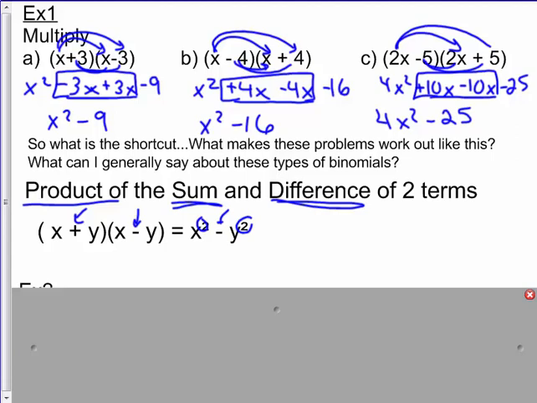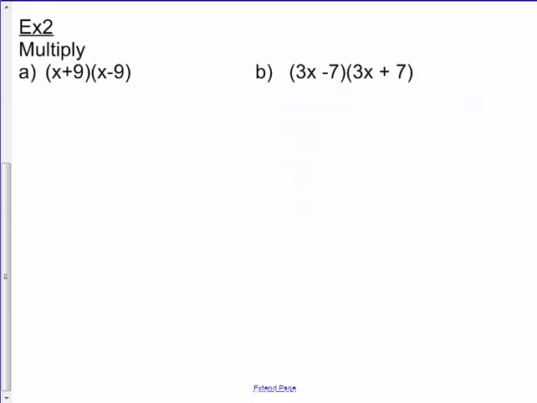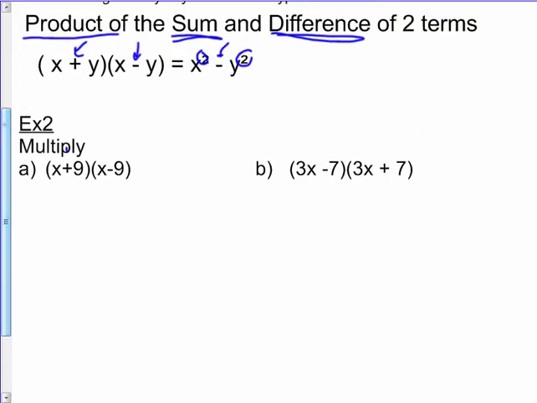So if I look back in A, x, well, that's x squared. 3 squared is 9. X squared, 4, and 4 squared is 16. 2x squared, that's 4x squared, and 5 squared is 25 here. So whenever I have a sum and difference, they're the same except the only difference is one's adding, one's subtracting. The middle term is going to drop out. And I can just simplify it without having to FOIL it.